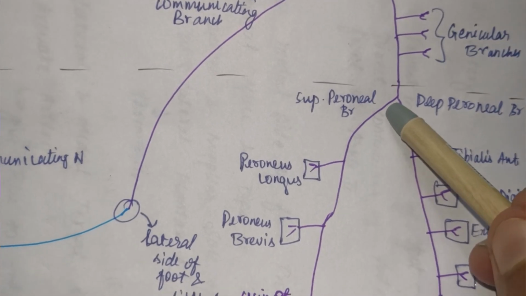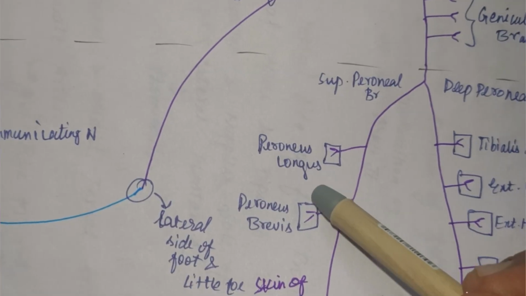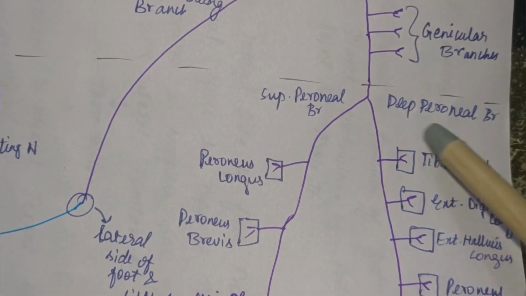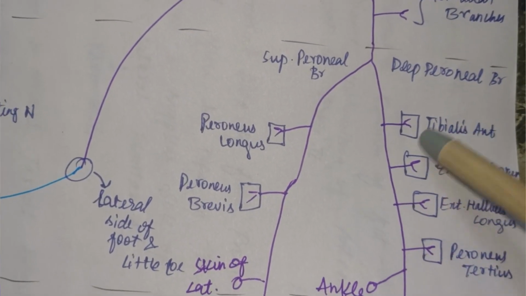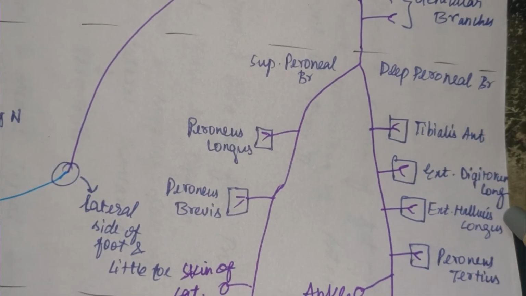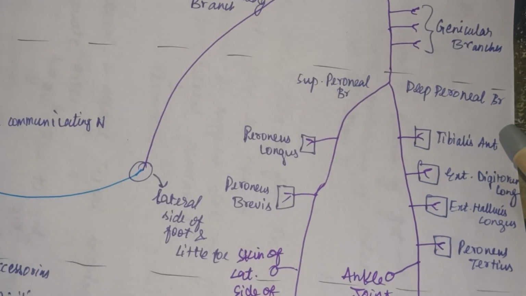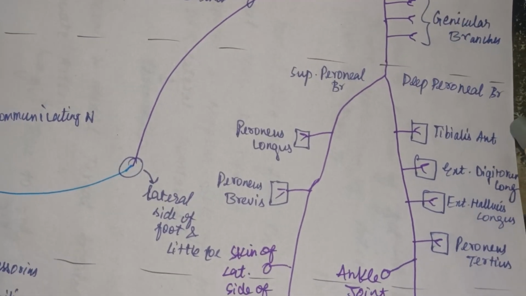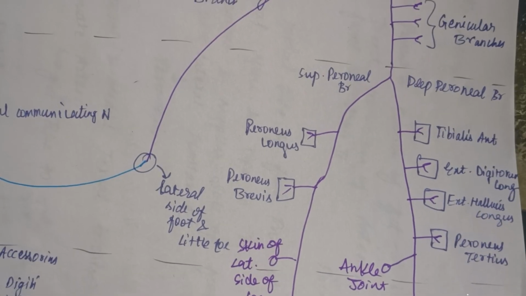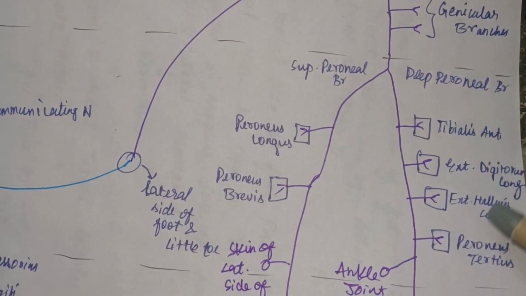Okay, now the superficial peroneal branch supplies only two muscles, peroneus longus and peroneus brevis. Now the deep peroneal branch supplies four muscles: mainly tibialis anterior, extensor digitorum longus, extensor hallucis longus, and peroneus tertius. You can remember it as the deep peroneal part of the common peroneal nerve supplies the anterior compartment or the extensor compartment of the leg. Okay, you can remember it like this.